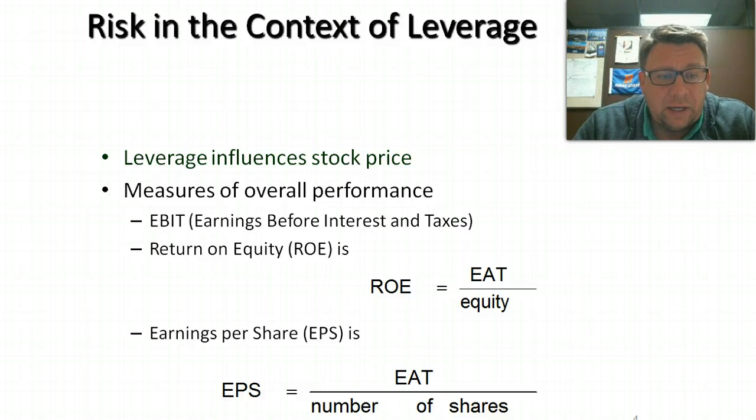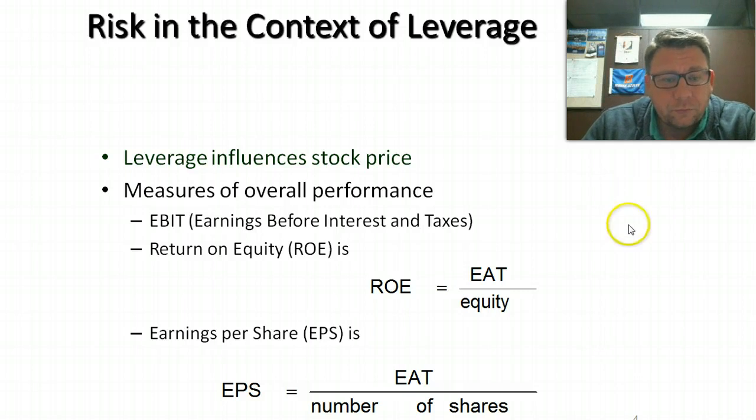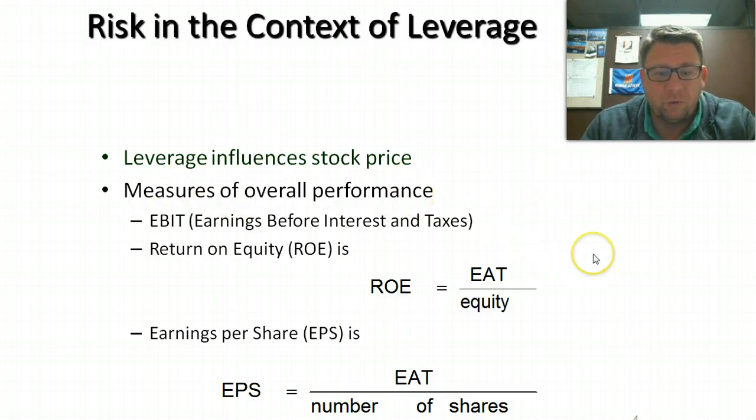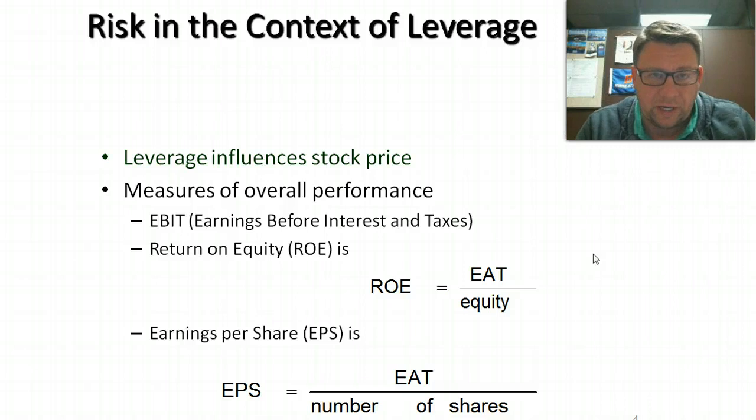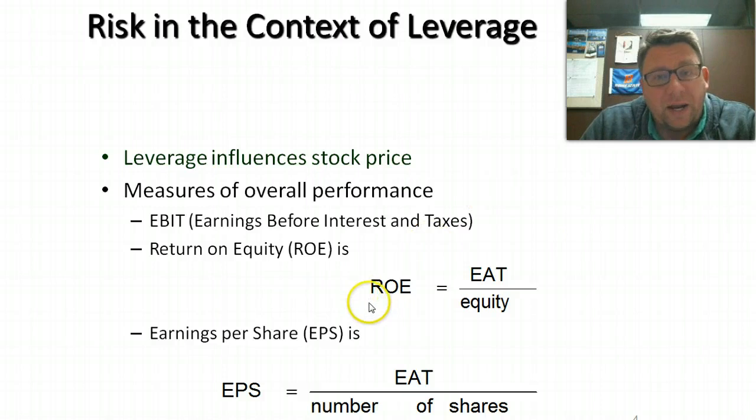Okay, so leverage influences the stock price. A couple of ways that it does it. Well, I guess we're not going to get to that. Just a couple of measures of performance. We're going to refer back to ROE and EPS throughout these podcasts for this unit. So remember, ROE, return on equity, is EAT, earnings after tax, divided by equity, right? In this case, common equity. Earnings per share is EAT, earnings after tax, divided by the number of shares outstanding.